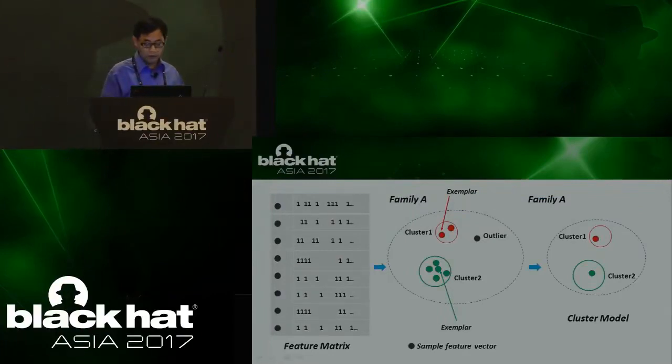Here is a diagram. On the left side, we have a number of URL feature vectors, each a bitmap within the feature space. Then we do our clustering. In this case, for family A, we have two clusters, and one is noise. Then we pick a centroid for each, so we effectively reduce this number of samples to 2.